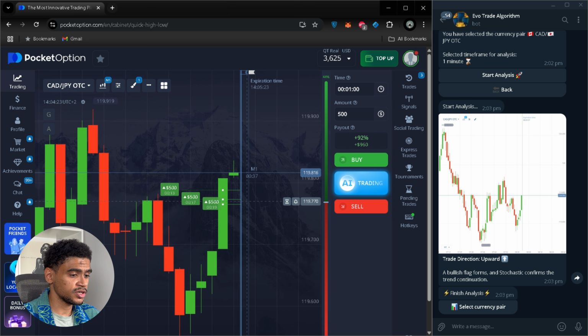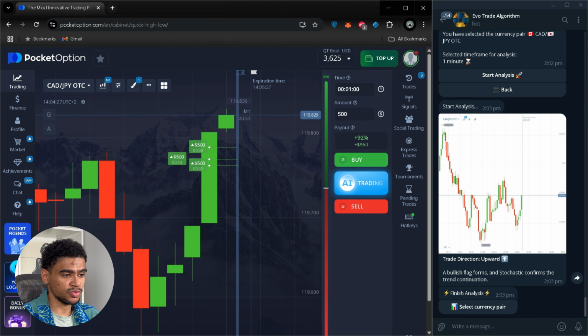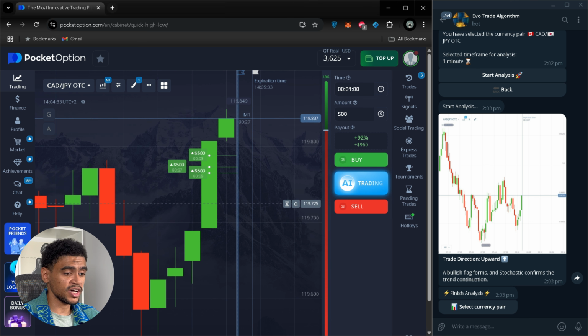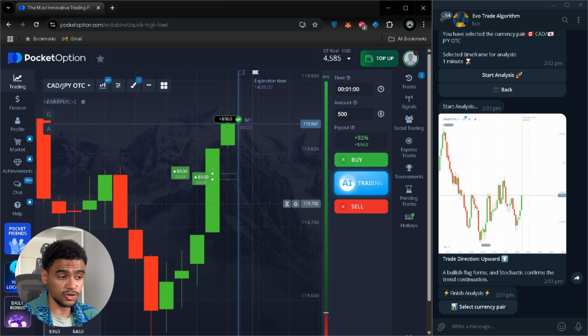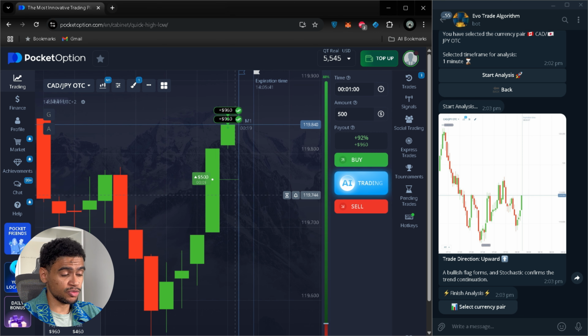So we have 1,500 here, and let's see the outcome. But as you can see, the robot has provided us with the analysis. A bullish flag forms and stochastic confirms the trend continuation. So not only is it providing you with the analysis, it is also able to spot the patterns, the chart patterns, the candlestick patterns, and based on that provide you with the analysis.